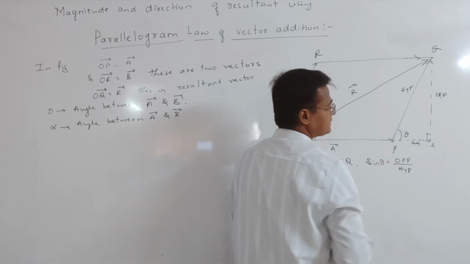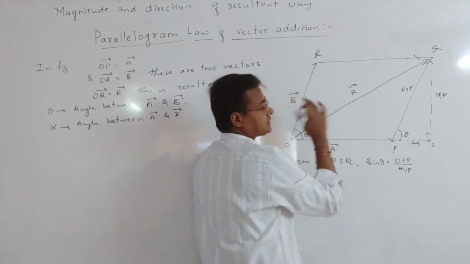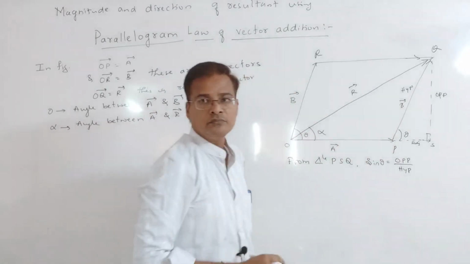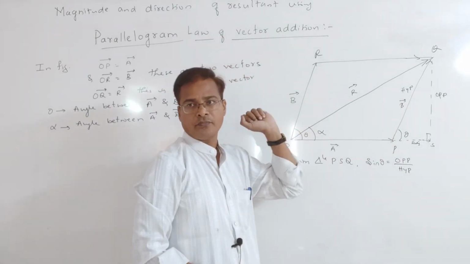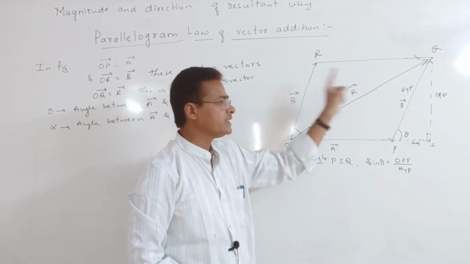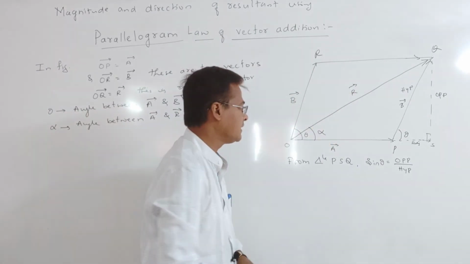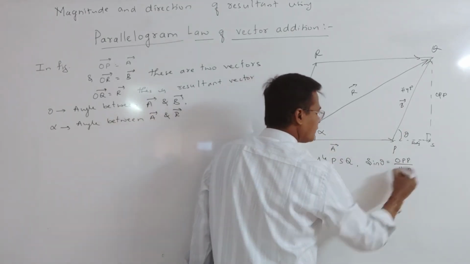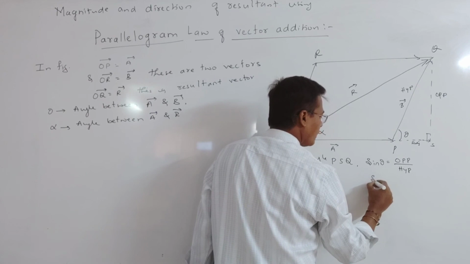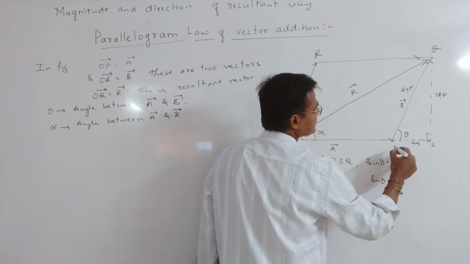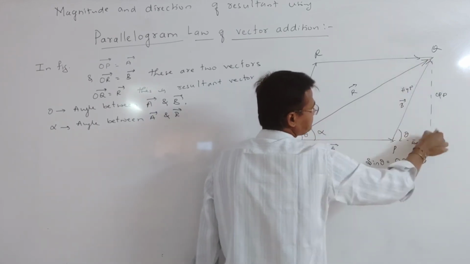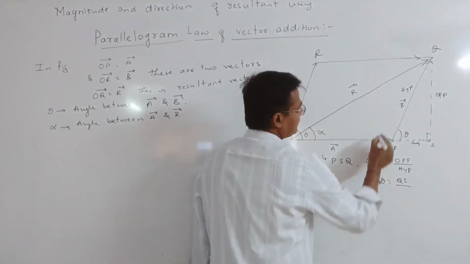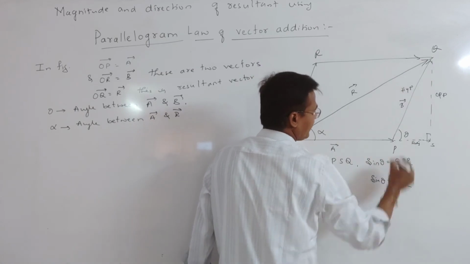This is the adjacent. Whatever the vector is there, that is the B vector, according to the parallelogram, the two opposite sides are the same. So that is the B vector. So opposite by hypotenuse means we can write sin theta equals, what is the opposite? QS divided by PS. The hypotenuse is PQ.